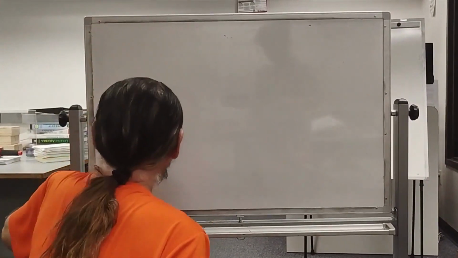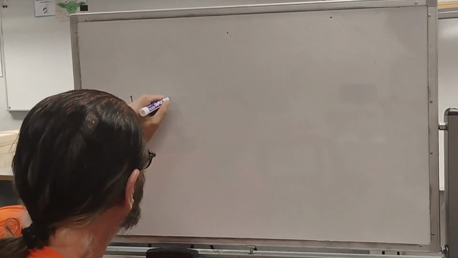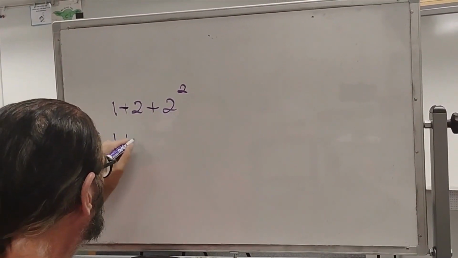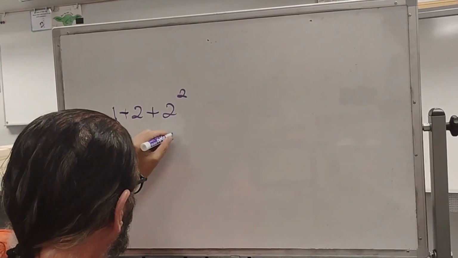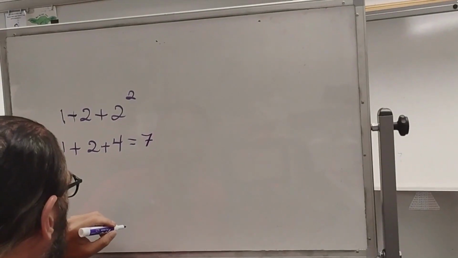Okay, if you could hold this a moment. I guess I would need to be down here, right? We've got 1 plus 2 plus 2 squared, or 1 plus 2 plus 4, which is giving us 7. All right.